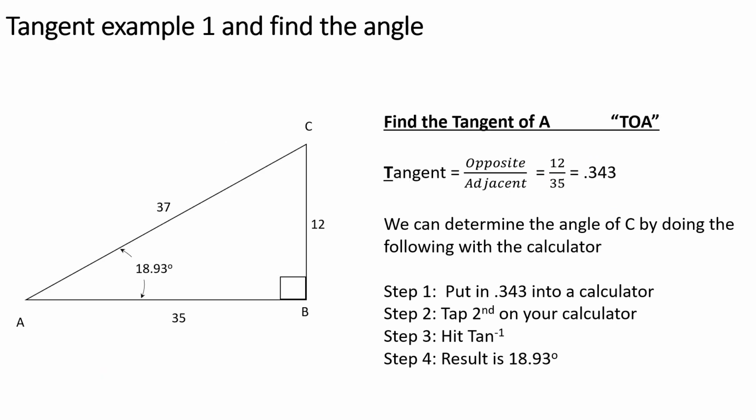Do a couple tangents here. Remember, tangent is opposite over adjacent. So here is my angle A. My opposite is 12. My adjacent is 35. So when I bring up my calculator, let's clear my previous problem here. 12 divided by 35 equals 0.3428, which I rounded up to 0.343.